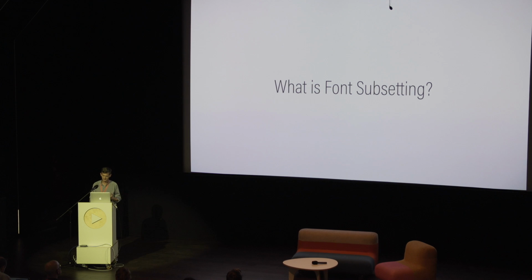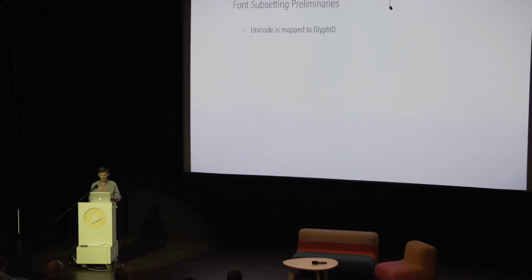So, okay, what's subsetting? Just some preliminaries. If we can use Unicode or a font CMAP to map Unicode into glyph ID, glyph IDs serve like a primary key. You can think of a glyph ID as a primary key for other information. Within a font, you have tables. Some tables apply globally to the entire font, and you really don't need to subset those because they are global. And then you have glyph-specific tables.